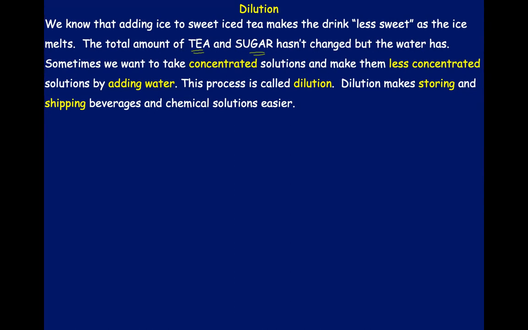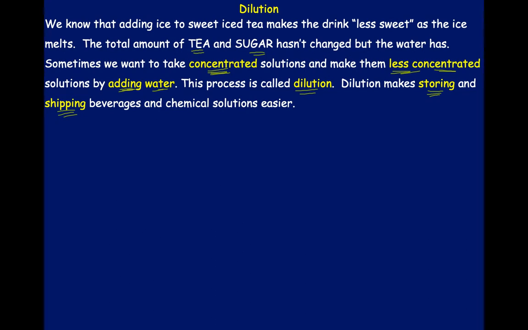Okay. Now sometimes this is useful. Sometimes we can take very concentrated solutions and make them less concentrated on purpose by adding water to them, or watering them down. The process of doing this is called dilution. All right, and there's two ways that this helps in real life. It really makes storing and shipping certain beverages easier.